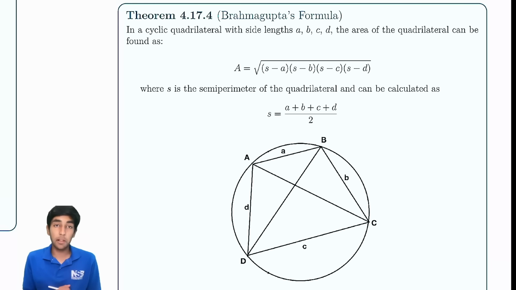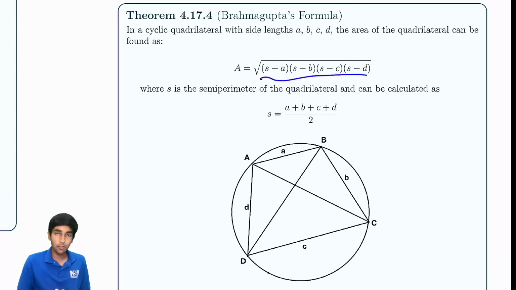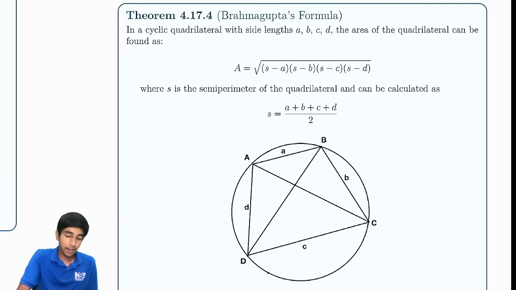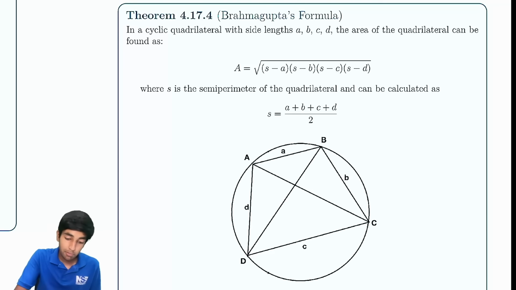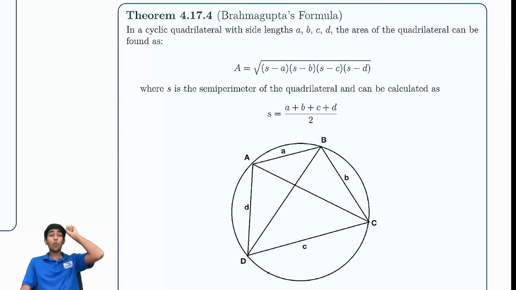Now, Brahmagupta's formula tells us the area of a cyclic quadrilateral. It seems oddly similar to Heron's formula. You find the semi-perimeter, half of the perimeter, and plug it into this formula: the square root of (S minus A)(S minus B)(S minus C)(S minus D). But be careful, this only works for cyclic quadrilaterals. For a general quadrilateral there's an extension, but quite frankly it's super complicated and not easy to work with. So this is good enough.